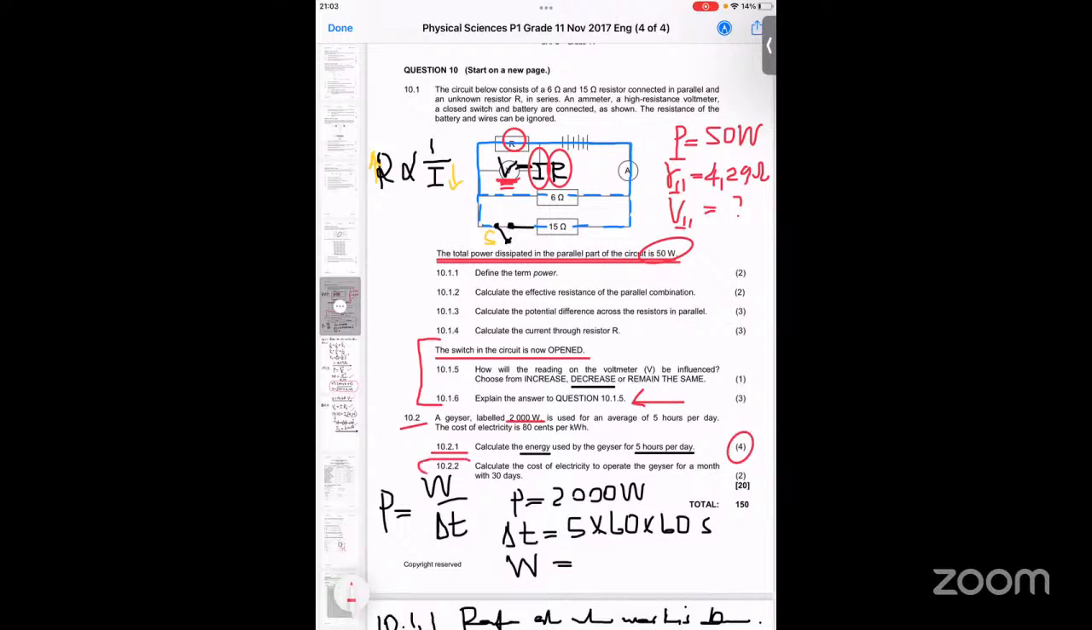So that last question is the one where they say calculate the cost of electricity to operate the geyser for a month with 30 days. It's a question that you can quickly work out as homework, which we will finalize in our next lesson. But for now, I will leave it here, honorable members, until we meet again.